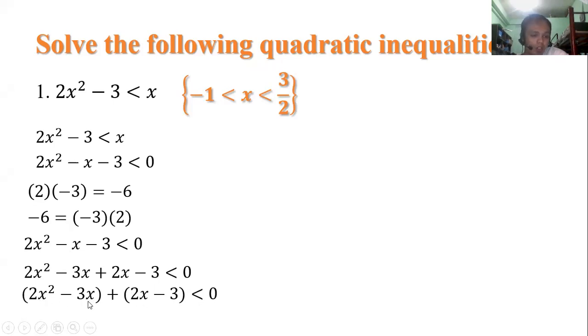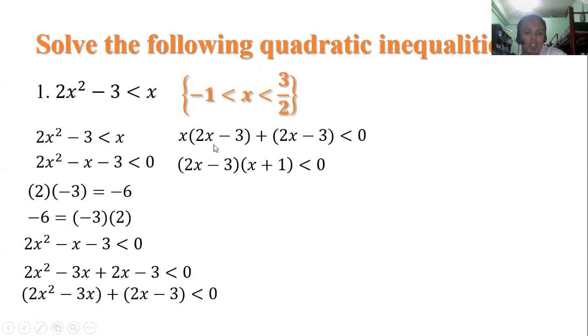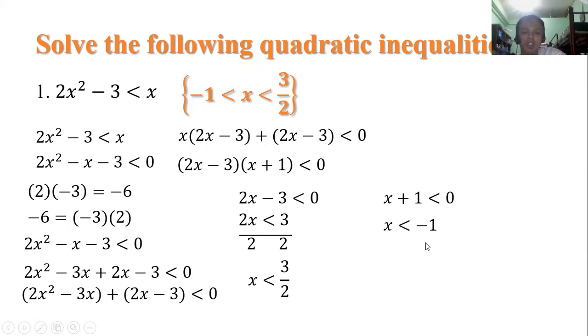Get the common factor of 2x squared minus 3x, and that is x. For 2x minus 3, there is no common factor. As you can see, the common factor is 2x minus 3. Write one copy only and enclose in parentheses: 2x minus 3 times x plus 1, since if nothing is written there, it is automatically 1, less than 0. Find the value of x: 2x minus 3 less than 0, transpose negative 3, then we have 2x less than 3. Divide both sides by 2, your x is less than 3 halves. That is the first root. Second, transpose 1 to the other side, we have x is less than negative 1. That's why we have this here.